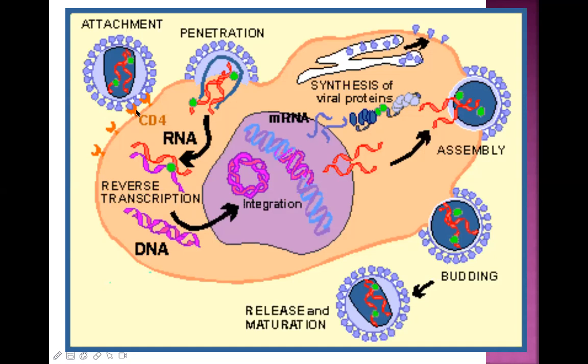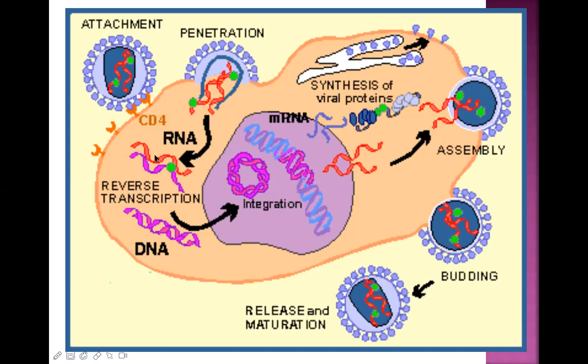After that, see here, the host cell membrane, in this case the host cell is CD4, and the viral envelope are attached with each other, and then there will be uncoating of this nucleocapsid, and the virus has entered into the host cells. See here, the RNA has come out, which is called uncoating.